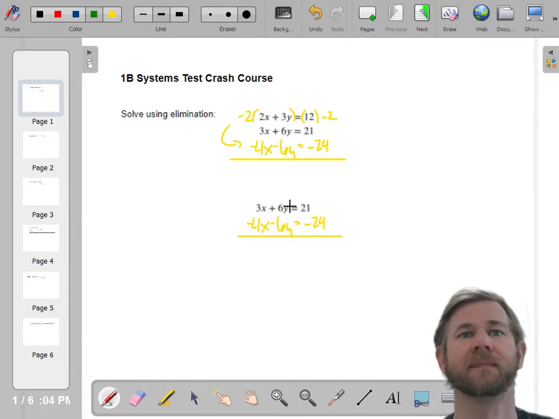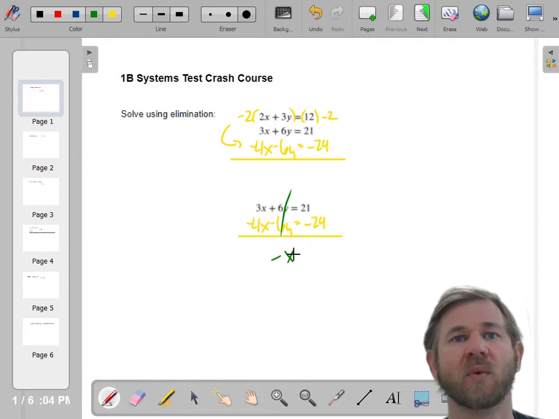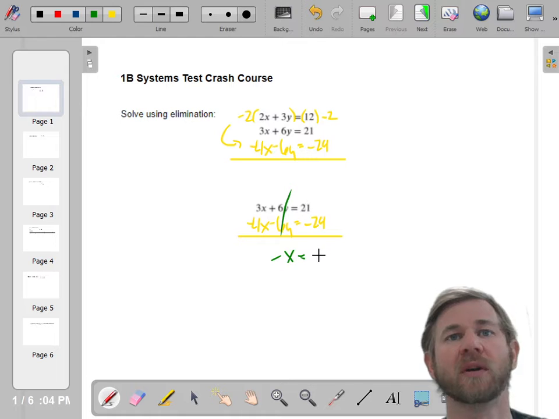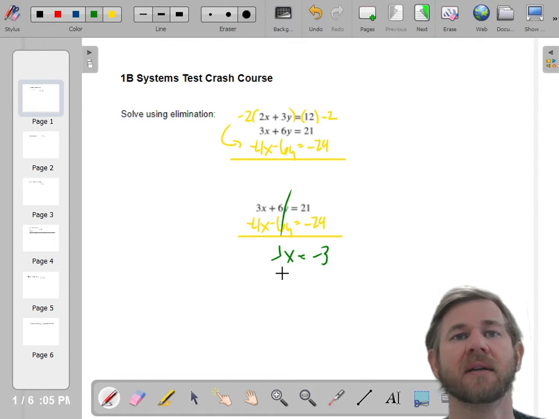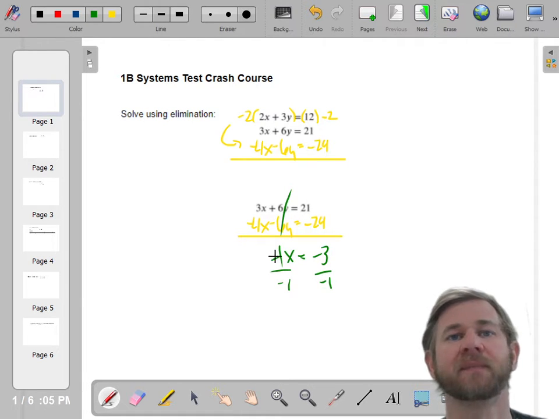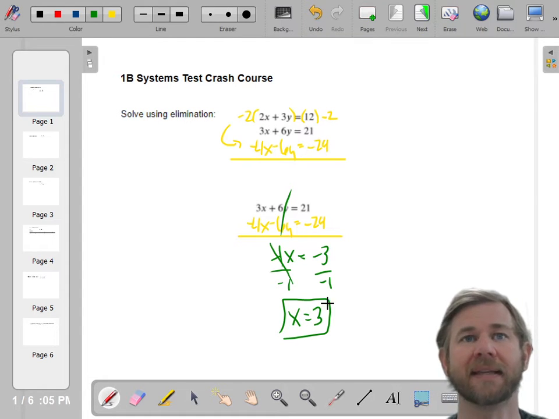When I add them together, the y's go away. That's the whole point. Negative 4 and 3x makes negative 1x. And negative 24 and negative 1 will make negative 3. So divide both sides by negative 1. Get x equals 3. Now, we got to take that and plug it in.